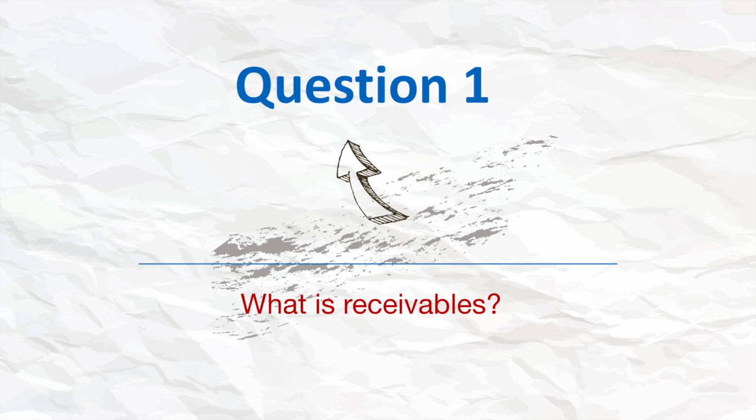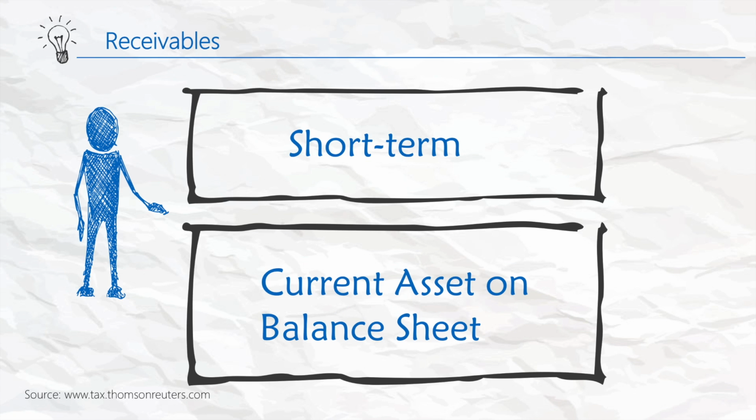What is receivables? Accounts receivable refers to the short-term amount due from buyers to a seller, who have purchased goods or services from the seller on credit. Accounts receivable is listed as a current asset on the seller's balance sheet.